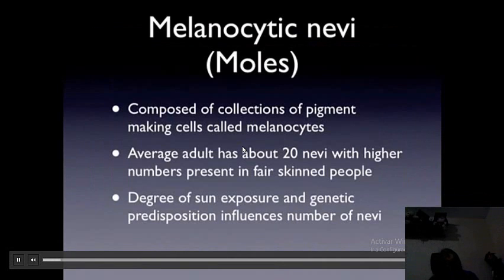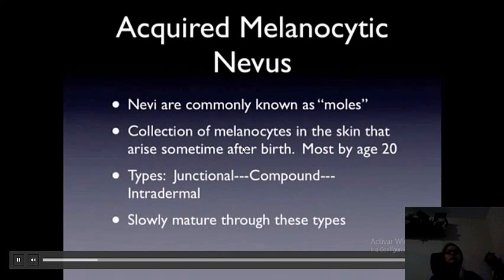Melanocytes are what make up moles, and melanocytes are the cells within our skin that give us color. Clusters of these melanocytes make up melanocytic nevi, or moles. The average adult has about 20 moles, but if you're fair-skinned, you're probably going to get more, or if you have a genetic predisposition, a family history of lots of moles, then there's a good chance you will get lots of moles. The degree of sun exposure will influence the number of moles you grow. And the more sun, the greater the risk that one of these moles may turn into a cancerous growth.